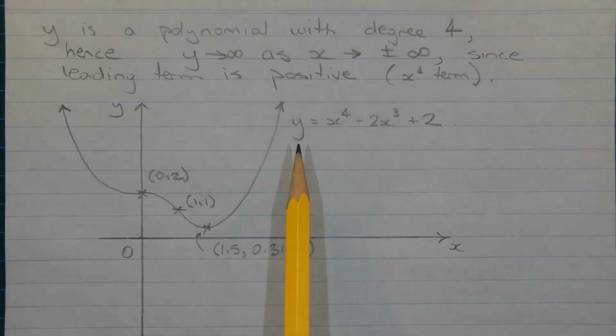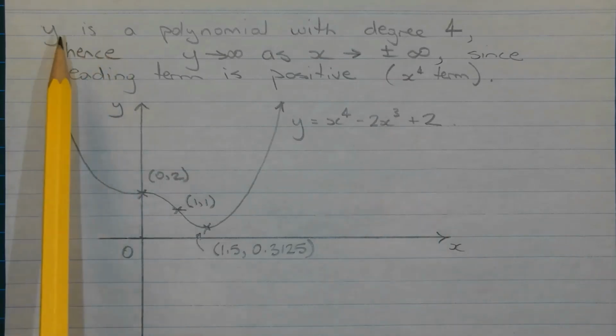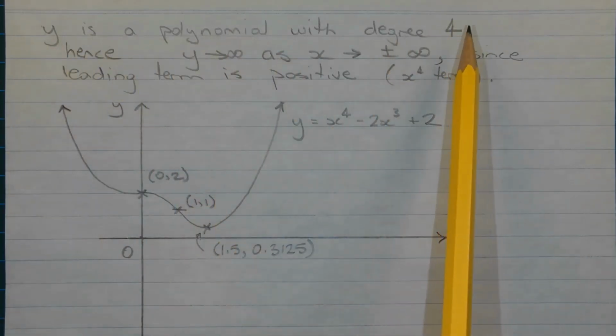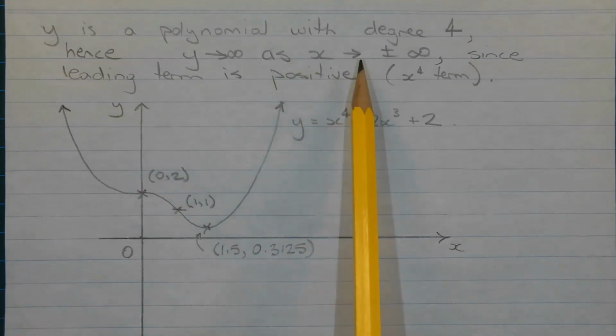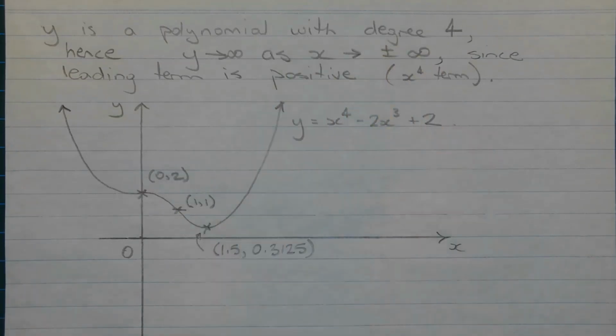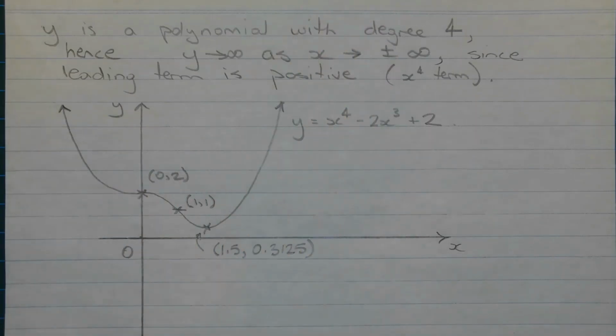Now we need to graph y equals x to the power of 4 minus 2x cubed plus 2. Now y is a polynomial with degree 4, so it's an even degree. Hence, y approaches infinity. In other words, y gets really large in the positive direction as x approaches either plus or minus infinity. So as we move further away from the origin, either to the right-hand side or to the left-hand side, the y values get larger on either side. So we should have two arrows at each end of this graph pointing upwards.